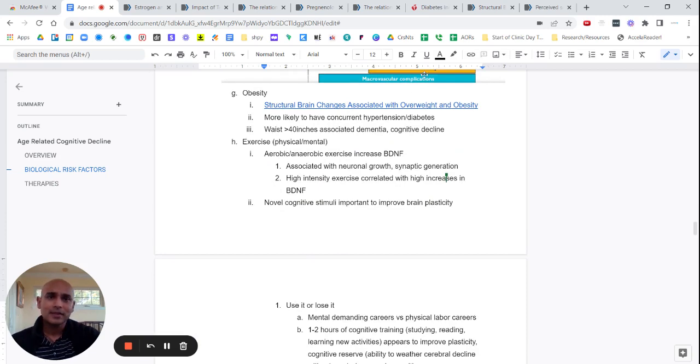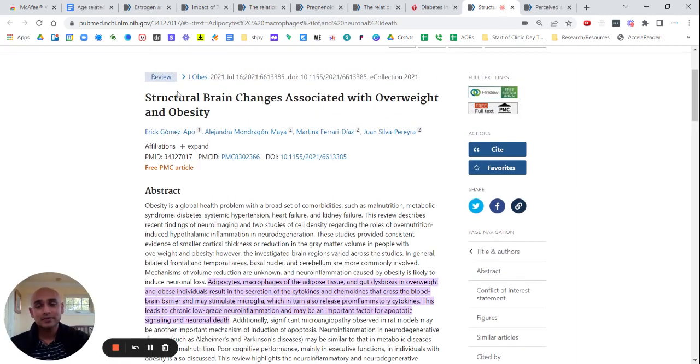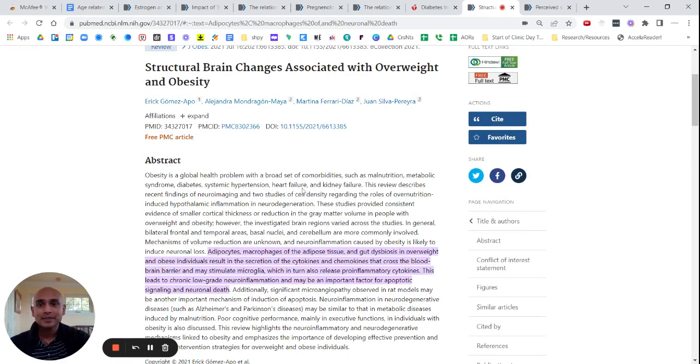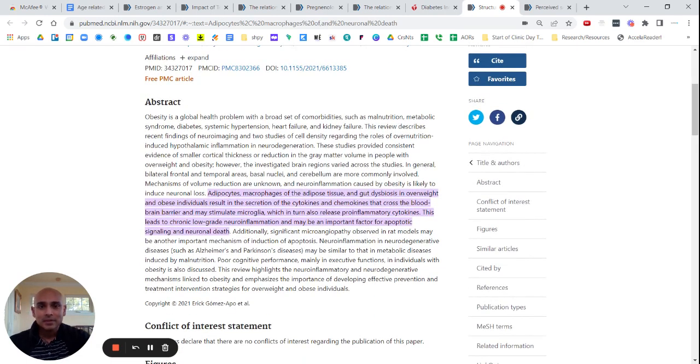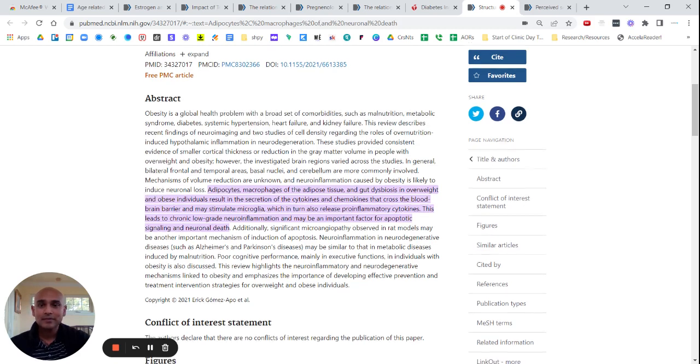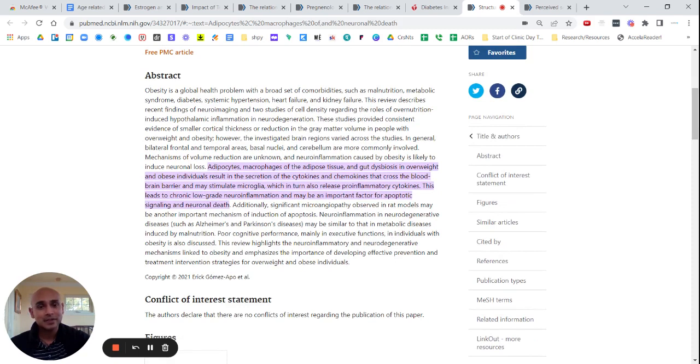Obesity. There are structural brain changes associated with being overweight and being obese. And this is a review article that actually talked about them. It said that in general, there is smaller cortical thickness and reduction in the gray matter volume in people who are overweight and obese. What they felt was adipocytes, macrophages of the adipose tissue, and gut dysbiosis in overweight and obese individuals result in the secretion of cytokines and chemokines, which in turn can cause inflammation, which can cause chronic low-grade neuroinflammation and be an important factor for cellular death and neuronal death, which in turn, of course, will cause brain atrophy.